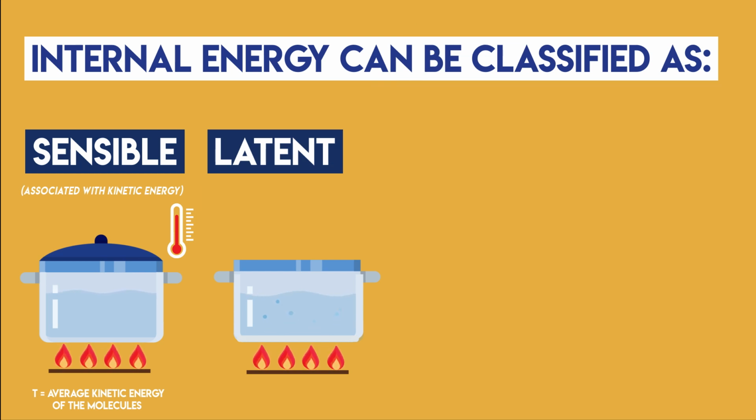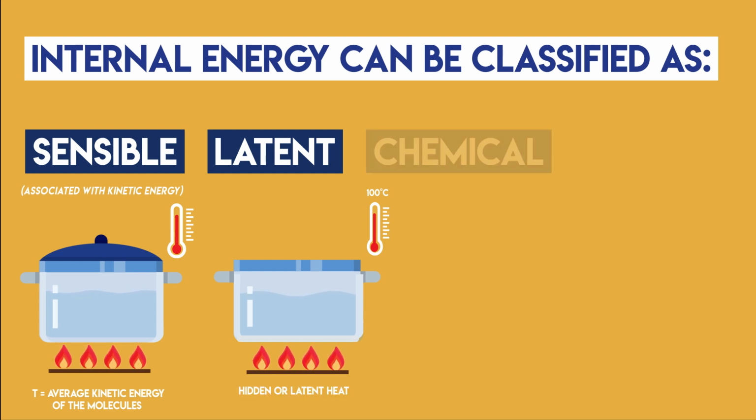For example, consider boiling of water. At 100 degrees Celsius at sea level, the water temperature stays constant during the boiling process. However, we're still adding heat to the water to convert it to steam. This energy that arises during the phase change process cannot be sensed using a thermometer. Hence, it's called hidden or latent heat.